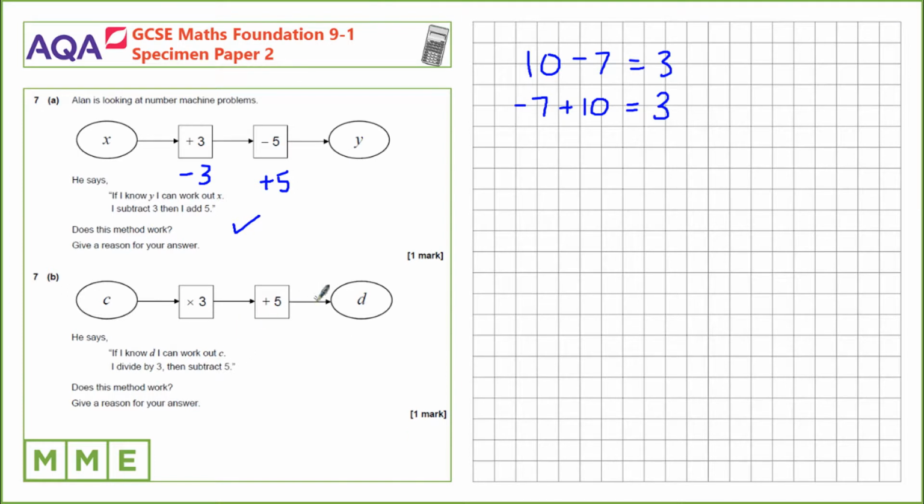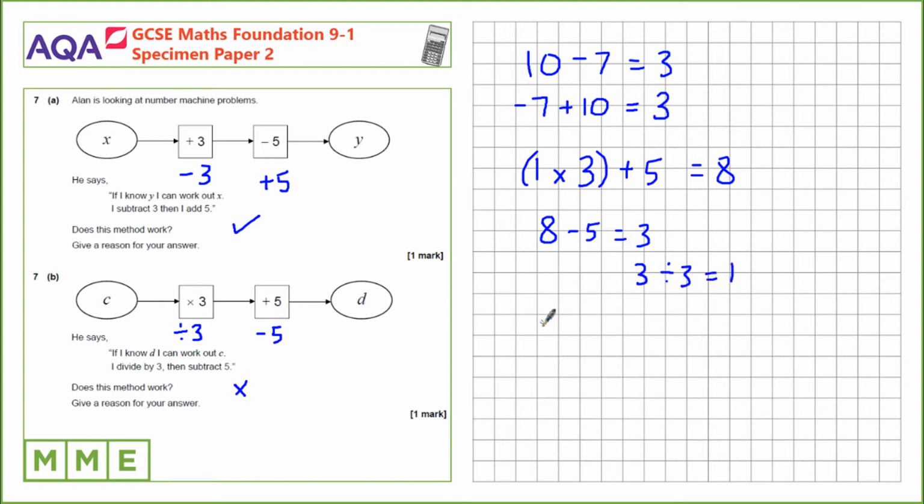Does this method work? The normal method would be to subtract 5, then divide by 3. And in this case, it doesn't work. We can't do division and subtraction in the same way. For example, let's take an example of c is 1, so multiply by 3, and then add 5, we would get 8. And if we're doing that in reverse, we'd normally do 8 take away 5, which is 3, and then 3 divided by 3, which is 1.